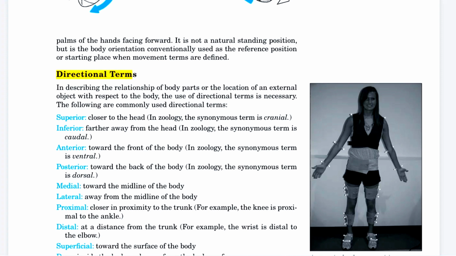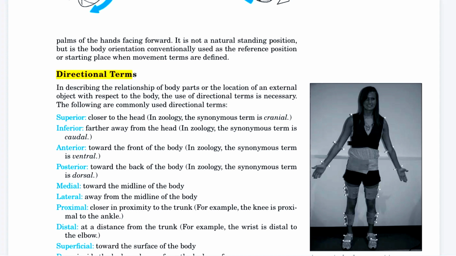The common directional terms are superior, inferior, anterior, posterior, medial, lateral, proximal, distal, superficial, and deep. These are the 10 major terms you have to discuss here. Superior, in simple words, means above, closer to the head. If something is closer to your head, it is called superior. Inferior is something away from the head, or farther from the head, that means below the head.